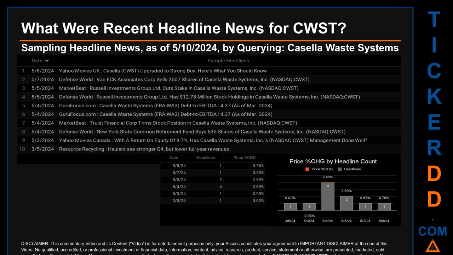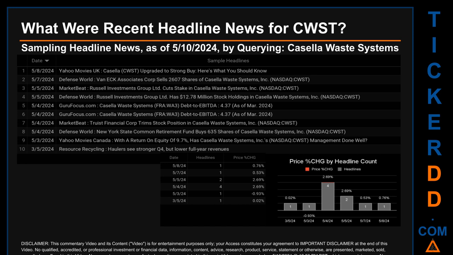Saturday, May 4, 2024 had the most headlines. It had 4 discovered headlines when Defense World published the headline that read, Van Eck Associates Corp. sells 2,607 shares of Quartile Waste Systems, NASDAQ: CWST. MarketBeat published the headline that read, Russell Investments Group Limited cuts stake in Quartile Waste Systems, NASDAQ: CWST.